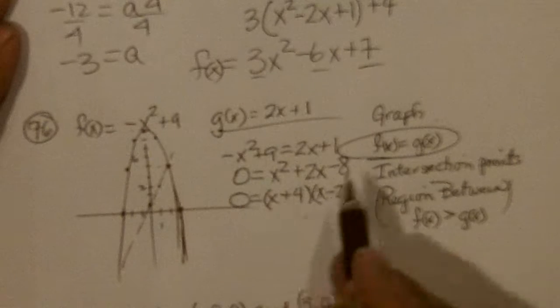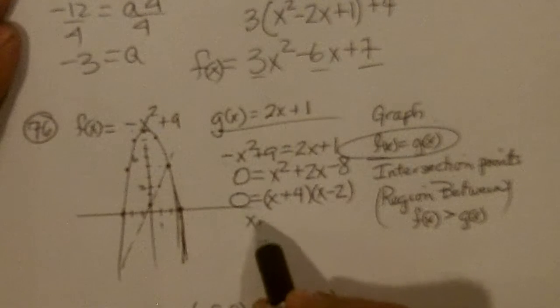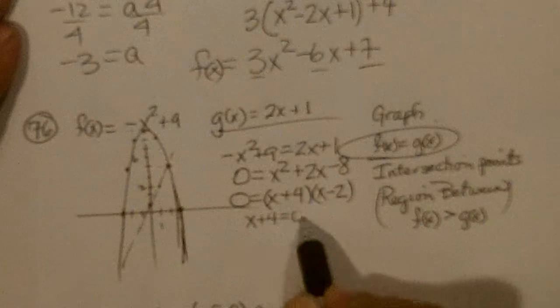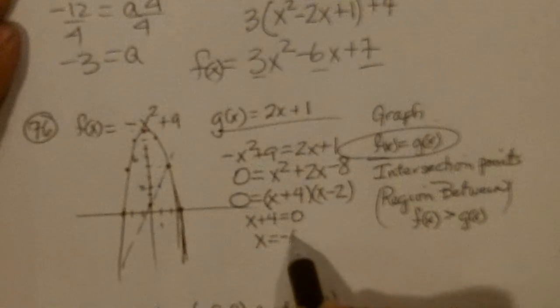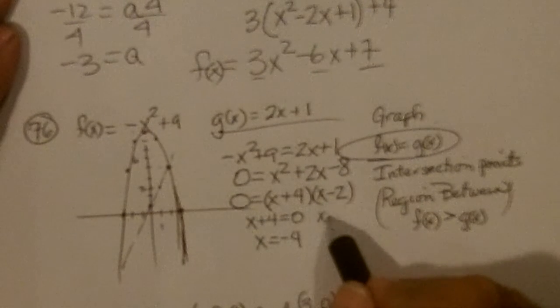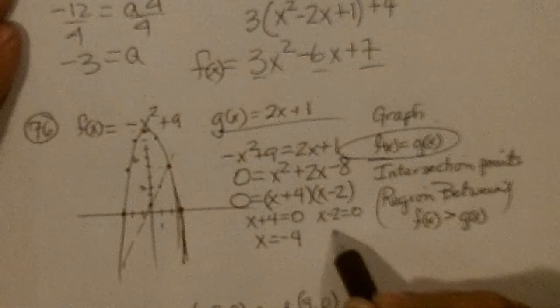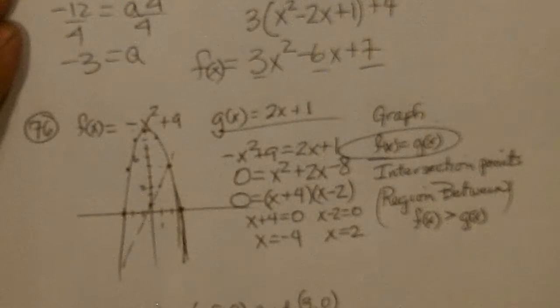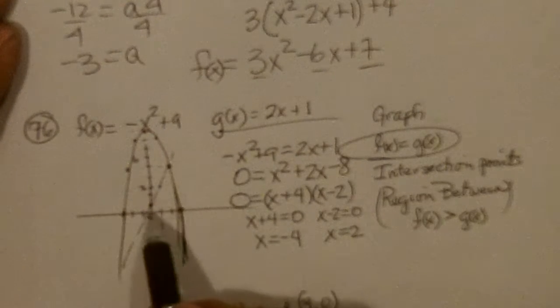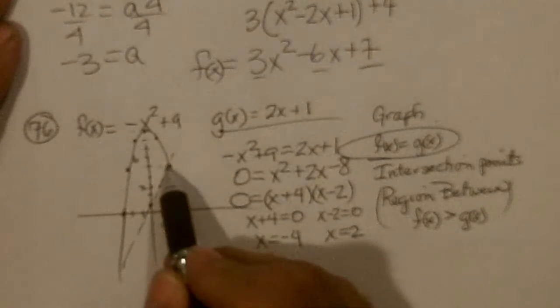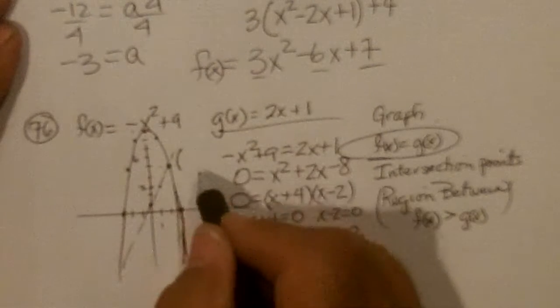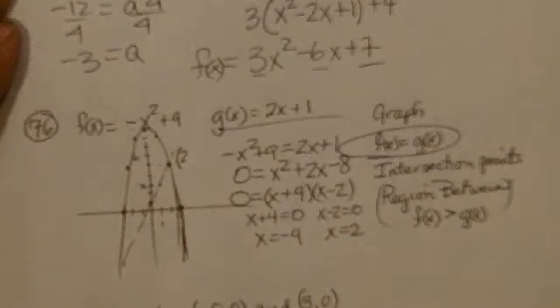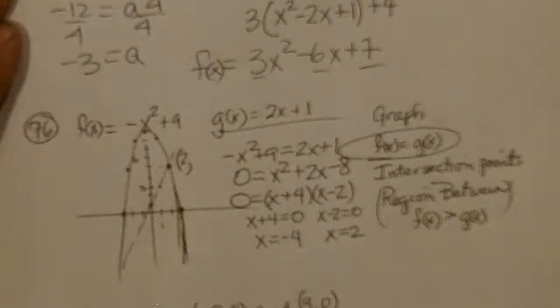So when I set these equal to 0, x plus 4 equals 0 means x equals negative 4. x minus 2 equals 0 says x must be 2. So when x is 2, the graphs intersect.